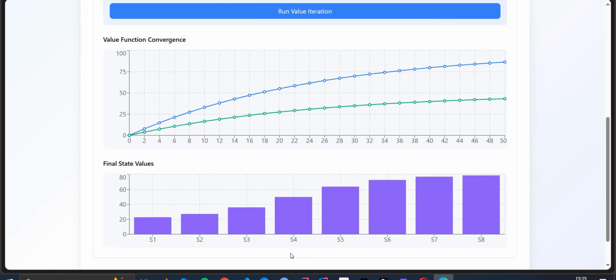Then at the bottom, you can see the bar chart of final state values. Each bar labeled S1, S2, and so on shows how much long-term return each state is worth after convergence. And here, the higher the bar, the better that state is in terms of total expected reward. So, through iteration, we have gone from random guesses about state values to stable, meaningful numbers that describe the system's optimal behavior.